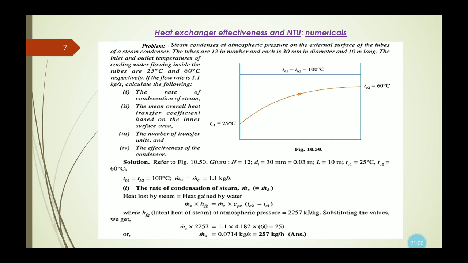Now substituting these values in the above equation, we can calculate the rate of condensation of steam, m s or m dot s or m dot h. We are getting this as 257 kg per hour. So using this concept of the condenser, here we have calculated the rate of condensation of the steam, which we are getting as 257 kg per hour.